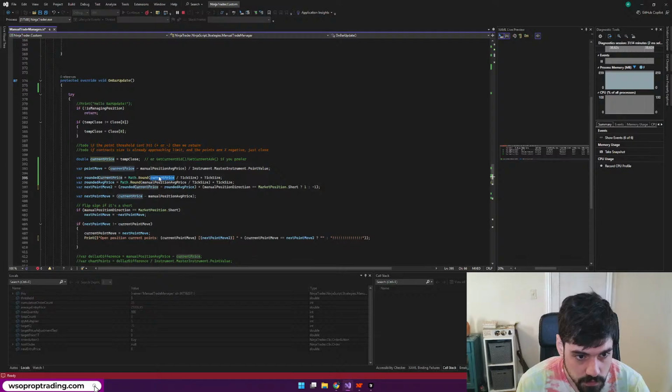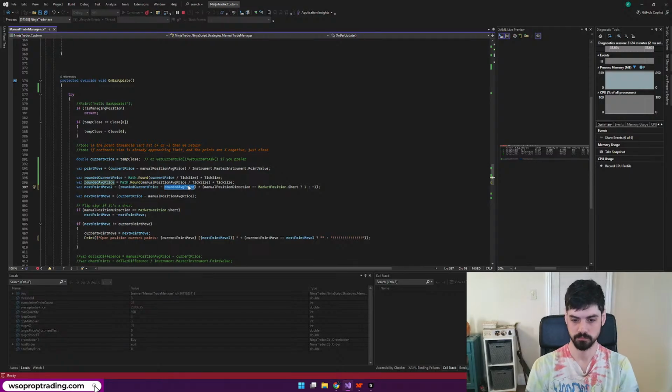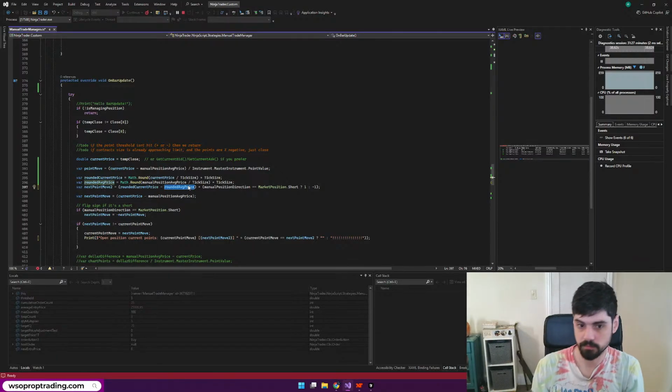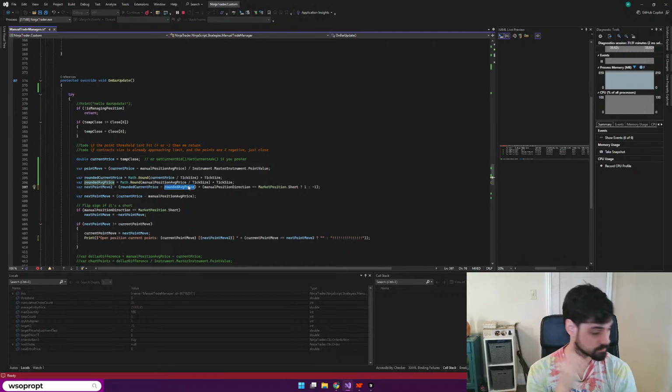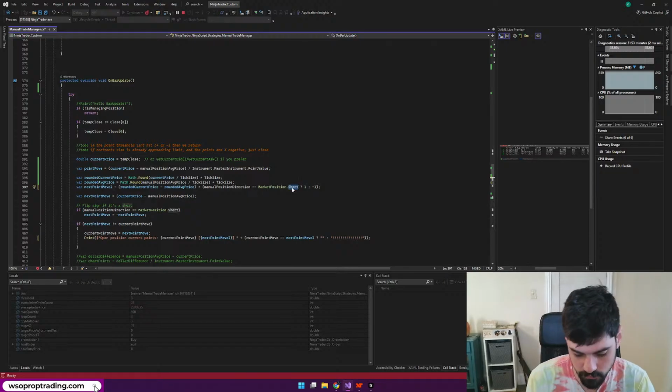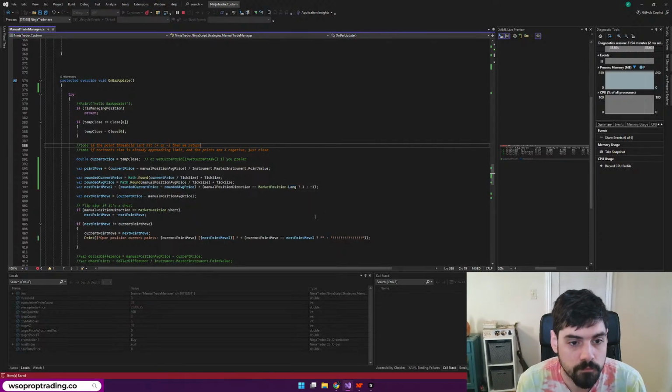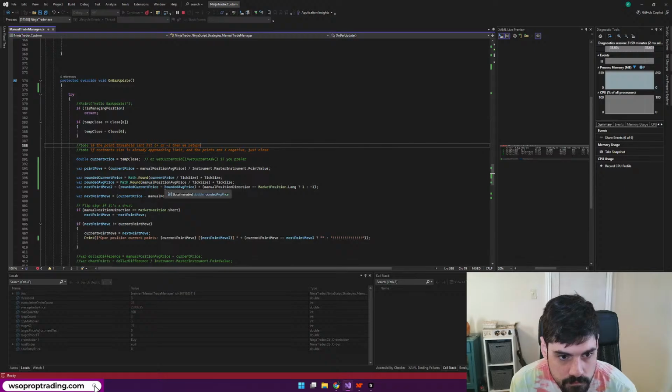The current price. I didn't get it. So the current price minus average price. If that's positive, we want it to be positive. I think it's like this. If this is higher than this, that's good for long. Yeah.